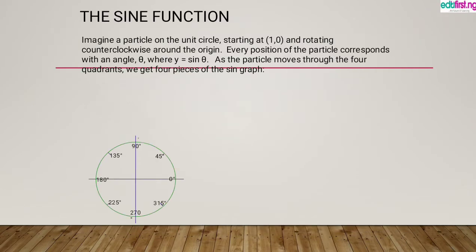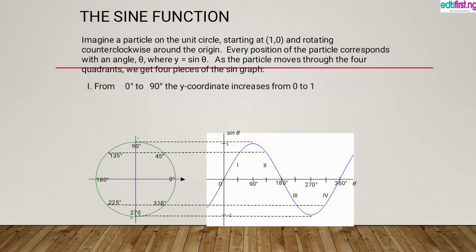Now, the sine function. Imagine a particle on the unit circle starting at (1, 0) and rotating counterclockwise around the origin. Every position of the particle corresponds with an angle theta, where y equals sine theta. As the particle moves through 4 quadrants, we get 4 pieces of the sine graph.